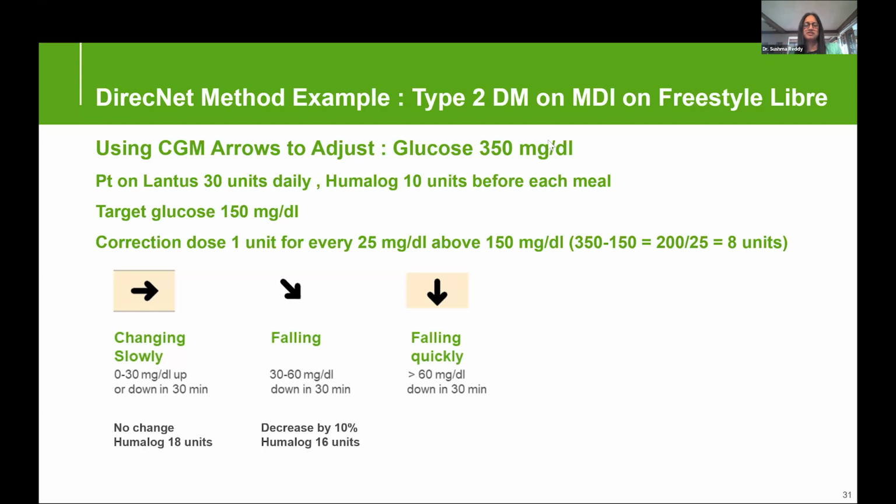Perfect. 14. That's it. So you can see how easy it is to use this method to teach a patient or to do it.